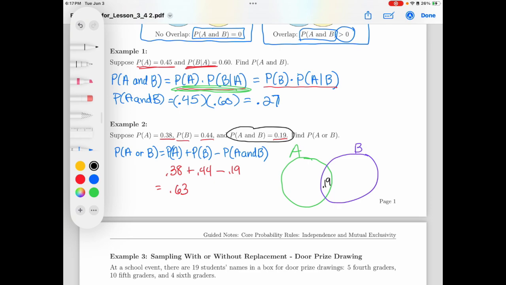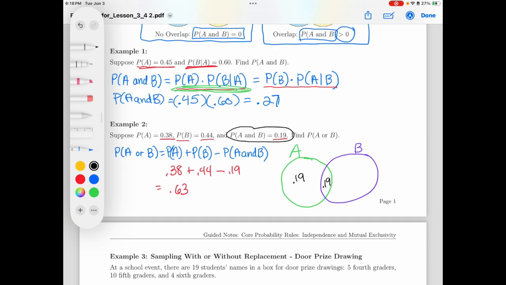So when I look at the probability of A as 0.38, I already have 0.19 in the circle for A. So I can only add in 0.19 so that the total in the circle is 0.38. So if I take 0.19 and 0.19 in the green circle, that gives me 0.38 for the probability of A. Now I got to do that same thing with B. When I look at B, the probability is 0.44. However, I already have 0.19 in the purple circle.